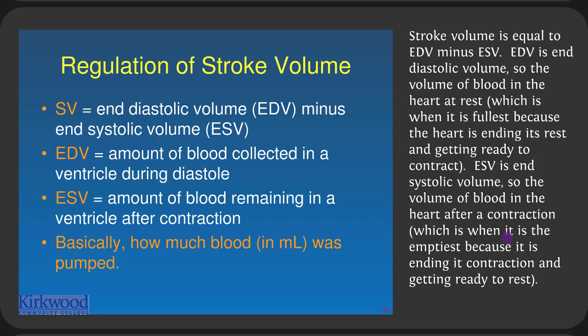EDV is end diastolic volume. Diastolic means rest. So the volume of blood in the heart at rest, when it's ending its rest and when it's just about to pump. So it's when it's the fullest because the heart is ending its rest and getting ready to contract. ESV is end systolic volume, so the volume of blood in the heart after a contraction, which is when it's the emptiest because it's ending its contraction and getting ready to rest. So stroke volume is EDV minus ESV.